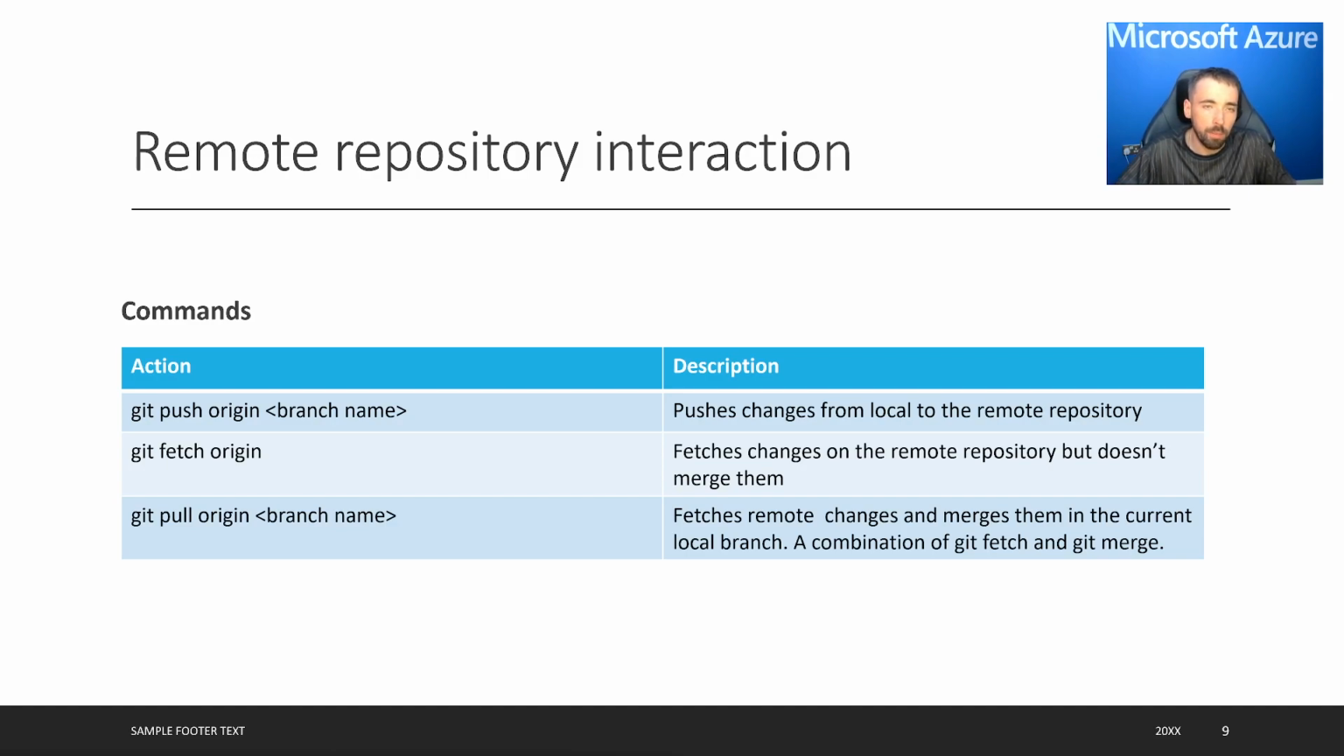That is what git pull does. So if you run git pull, it will download and merge any changes that have been made on the remote repository as well. So git pull is the equivalent of git fetch and git merge.